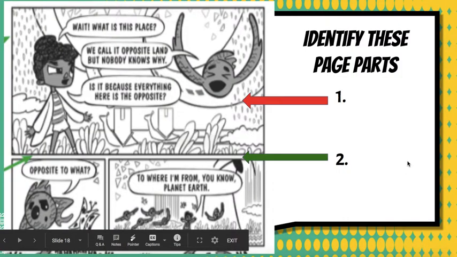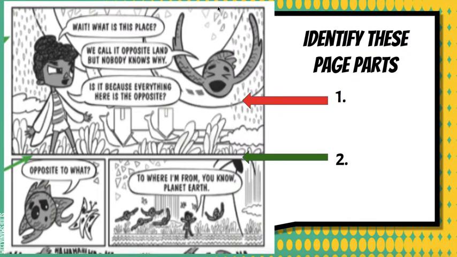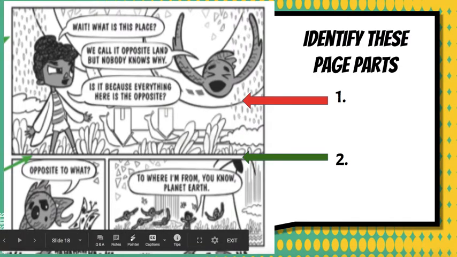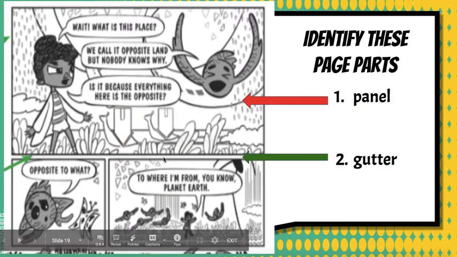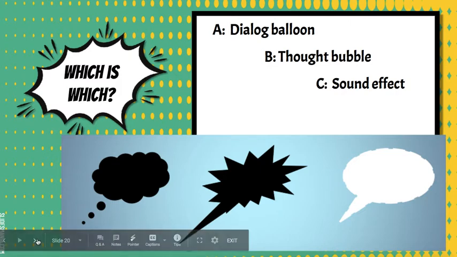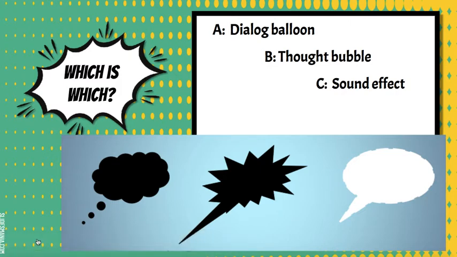Now we have to identify these parts of the page. Number 1 is pointing to this rectangle and everything in it. What is this rectangle called? Number 2 is pointing to this space in between these rectangles and squares. Try to remember what those were. Let's see if you're right. The first one is a panel, and the in between is called the gutter. Hope you remembered that.